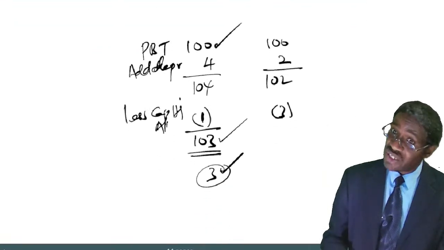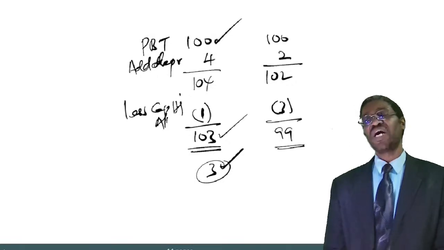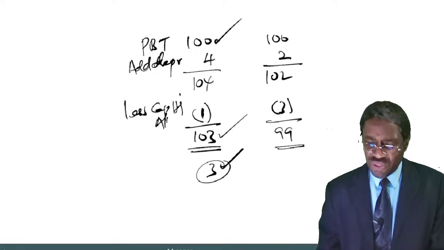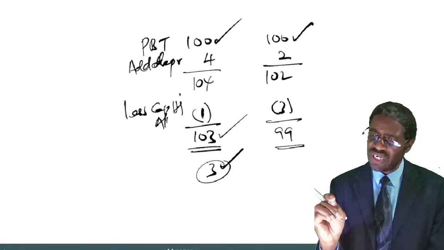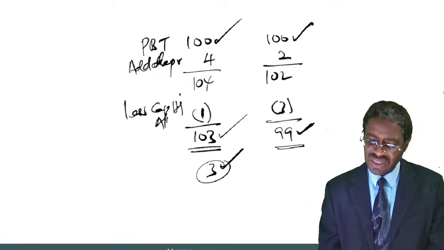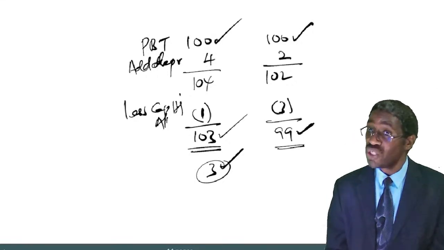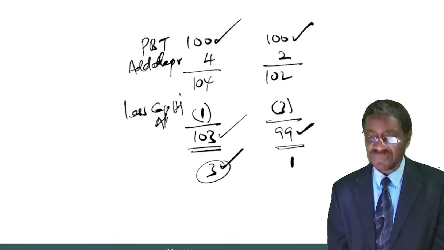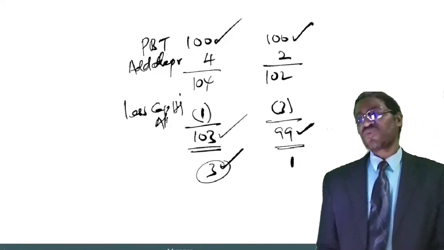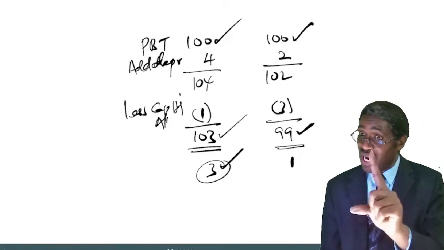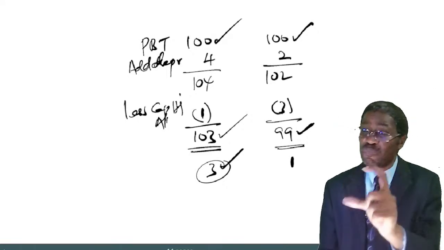So according to the taxman, he will require I pay tax on how much? 99. Listen carefully. While I thought I'll pay tax on 100 million, the taxman will tell me to pay him tax on 99. So our two profits will differ in the future by how much? 1 million. Which means that 1 million again becomes the temporary difference.